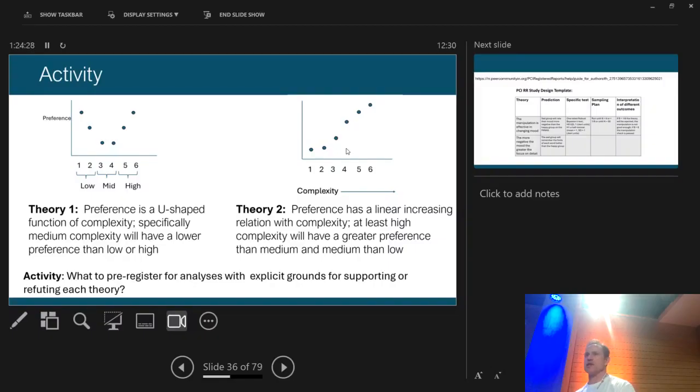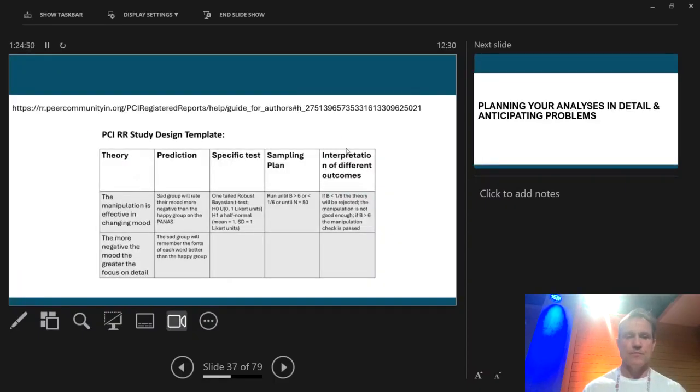Hang on a minute. It would be easy to say I'll do polynomial trends. That was my first instinct. But actually, when I thought about which theory would be supported or refuted, there are all sorts of patterns where that wouldn't do the job. So actually thinking about what you're going to conclude from your statistics helps you get the right test that will actually test the hypotheses. That's the point.